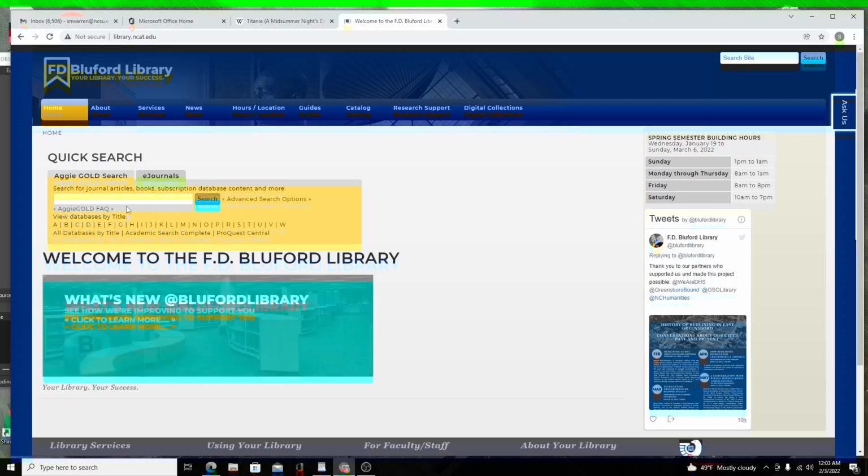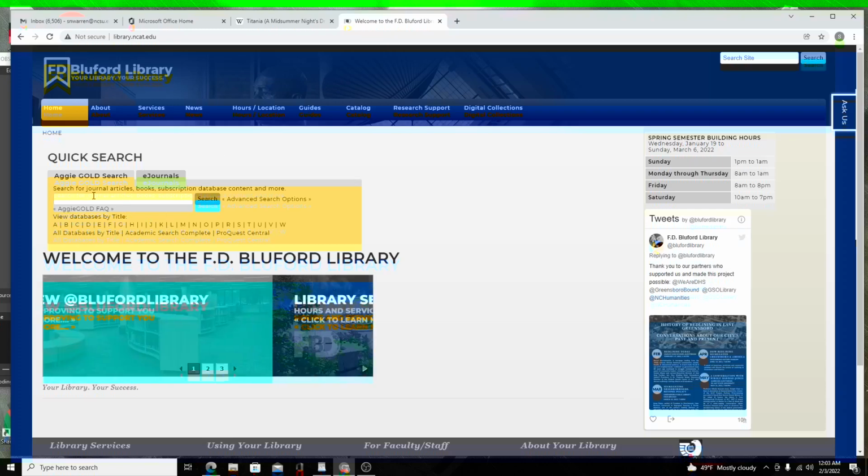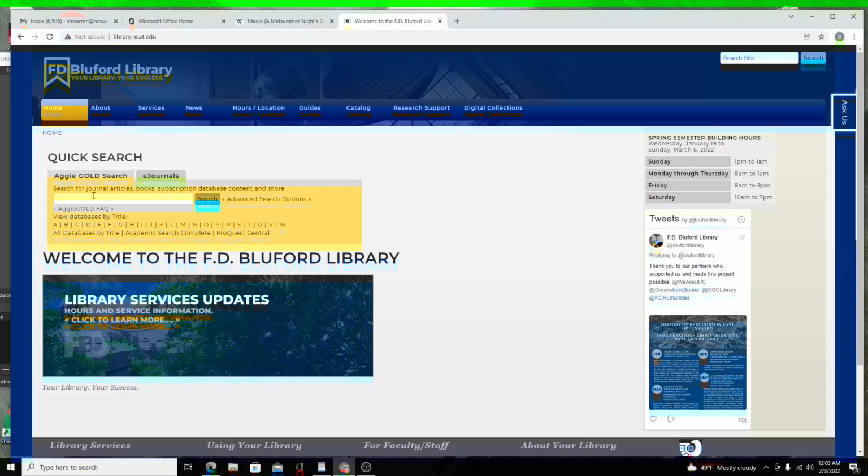And so, as students, if you type in NCAT library, probably the first search engine you're going to use is Aggie Gold. Nothing wrong with Aggie Gold, but it does have a lot in there, so it's a lot you're going to have to cipher through.